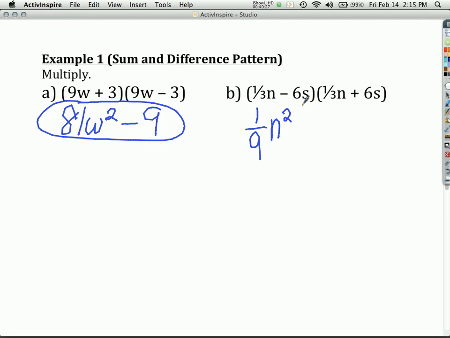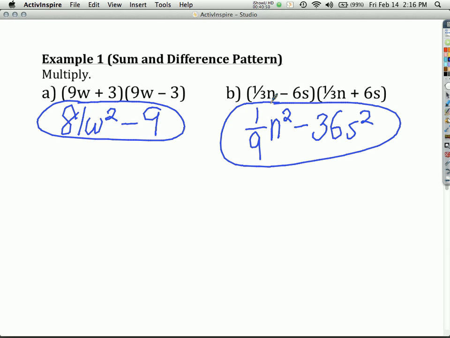What about 6s? What will that be squared? Catalina? Oh, s. Negative 36, but now we're squaring the s. So it's s squared. Very good. And that's it. This is a sum and difference pattern, so there will be no middle term. It disappears. And that is it.